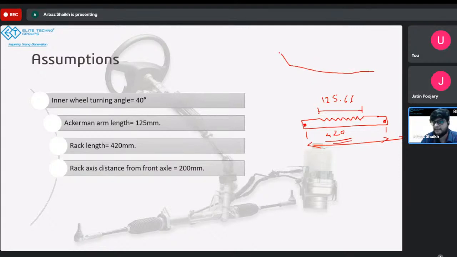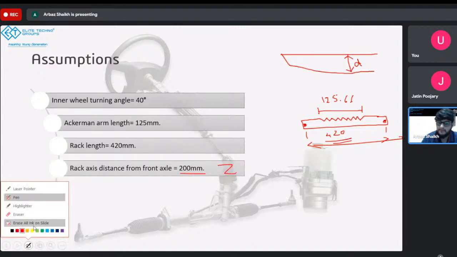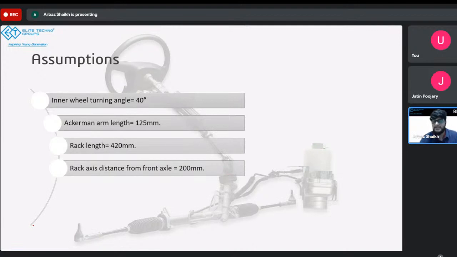This was the rack, and here was your front axle. So this distance was d, which is 200 mm. So what you can do, like I said, is iterate your calculations. You can change these assumptions. You can make it 250, I'm sorry, you can make it 250. You can make it 150, whatever you like, and try to do this calculation again and again.